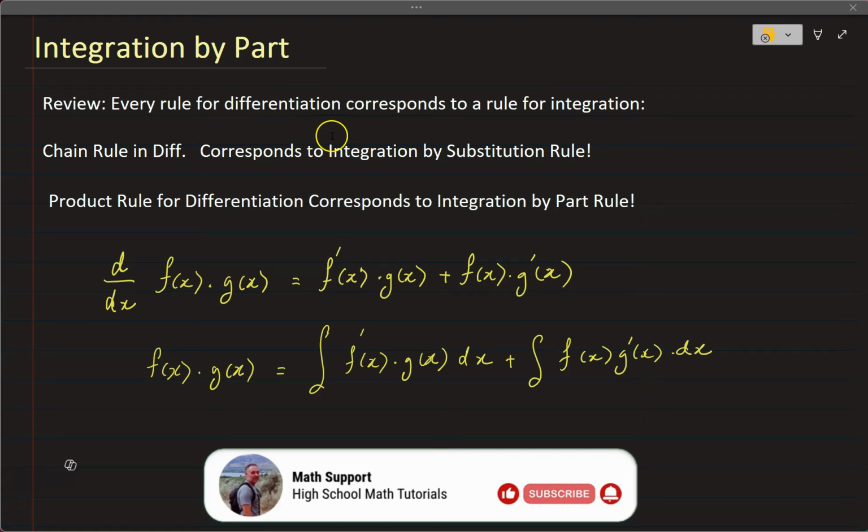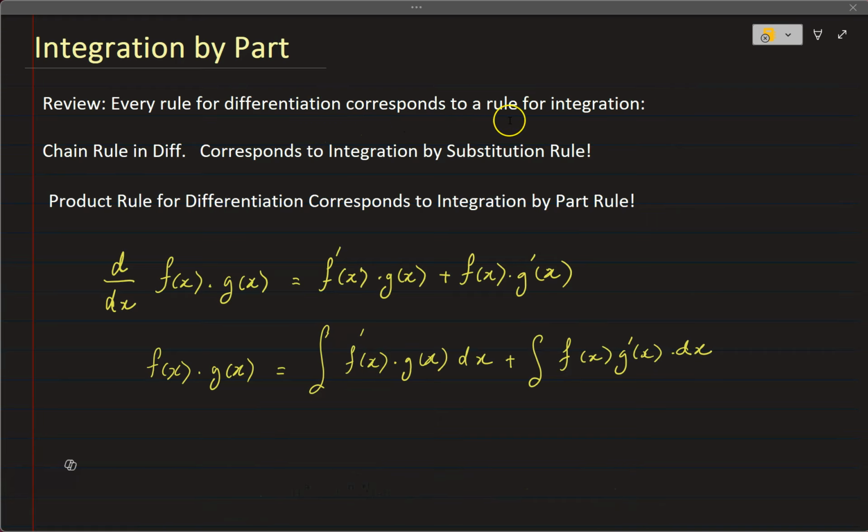Remember that every rule for differentiation corresponds to a rule for integration, and it's a really cool thing actually. So for example, the chain rule in differentiation corresponds to the integration by substitution rule, okay? And the product rule for differentiation corresponds to the integration by parts rule and vice versa. So this is what we're going to do today. We're going to use integration by parts, which basically corresponds to the product rule.